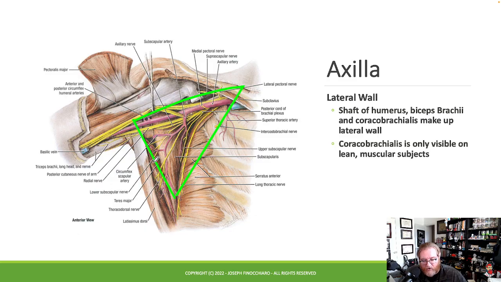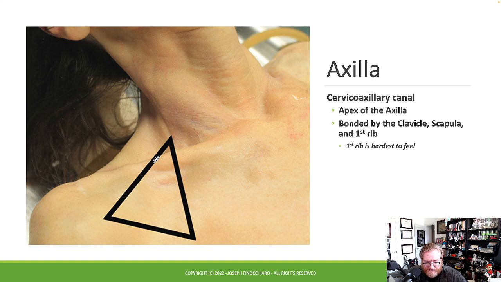On the lateral wall of the axillary space, you'll find the shaft of the humerus, the biceps brachii, and the coracobrachialis. Once again, like the serratus anterior, the coracobrachialis is only visible on very lean muscular subjects. Moral of the story is you're likely not going to be able to see these in the majority of bodies.